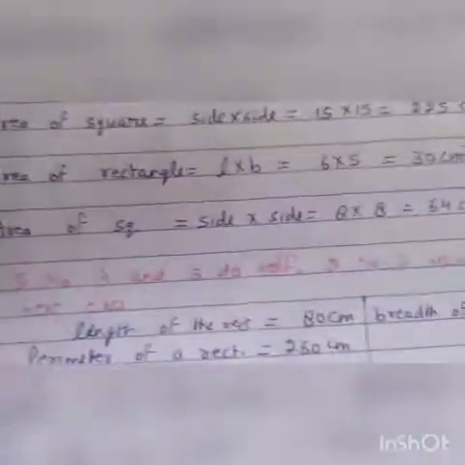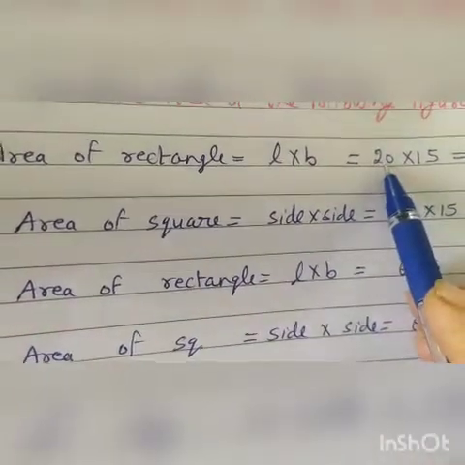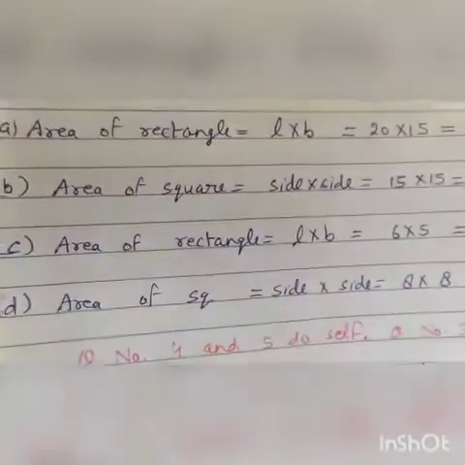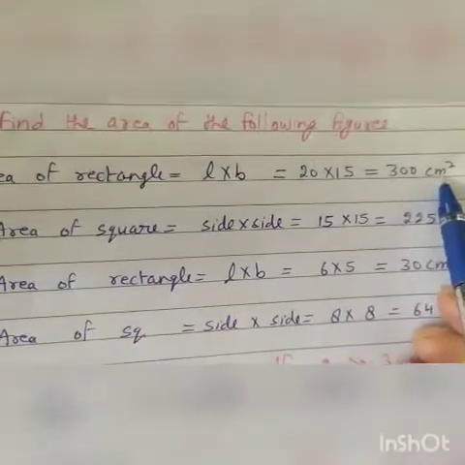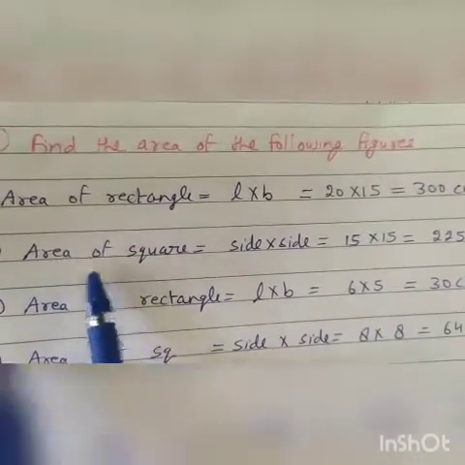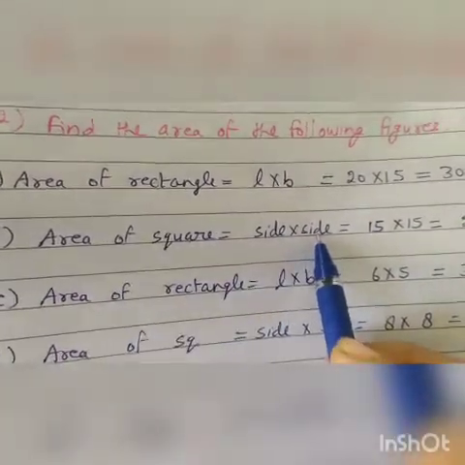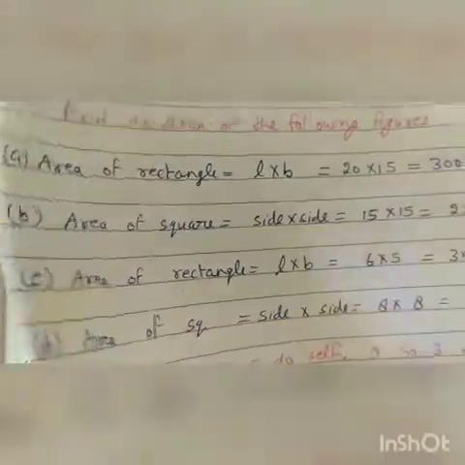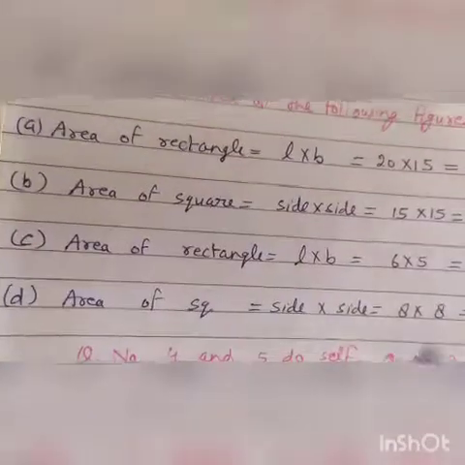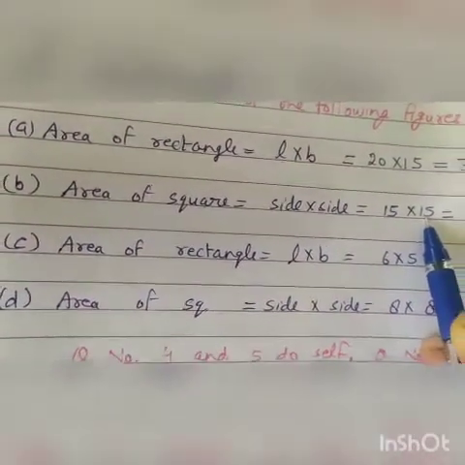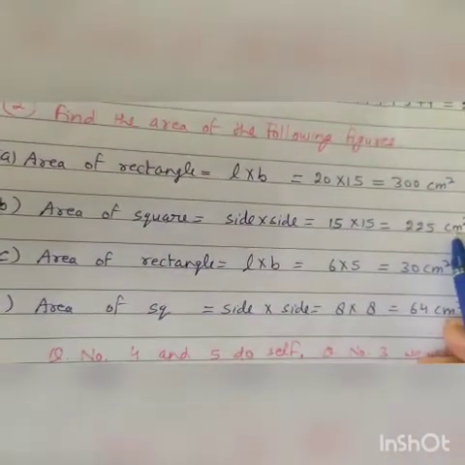So we will use the formula directly. Area of rectangle is equal to L into B. L is given 20 centimeter and B is given 15 centimeter. So 15 into 20 is 300 centimeter square. Second figure is a square. So area of square is equal to side into side. Here the side of the square is 15 centimeter. So it will be 15 into 15. When we multiply 15 by 15, we will get 225 centimeter square.